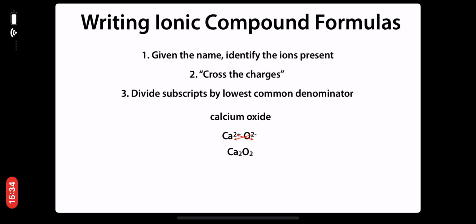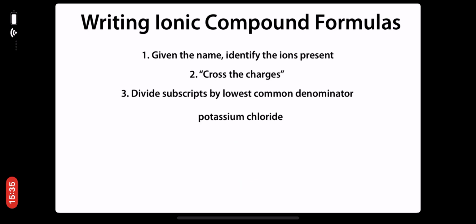Next, divide the subscripts by the lowest common denominator. The subscripts we have are 2 and 2, which means the lowest common denominator is 2. So we're going to divide each subscript, which is 2 and 2, by 2. So we get Ca1O1. And since having that 1 over there is kind of redundant, we just call this CaO. And we're done. Let's look at another example.